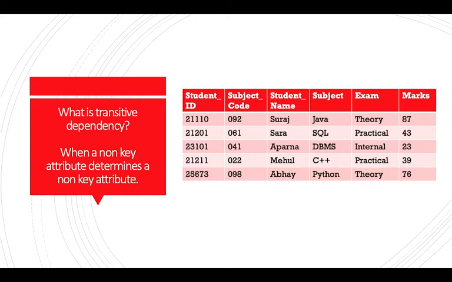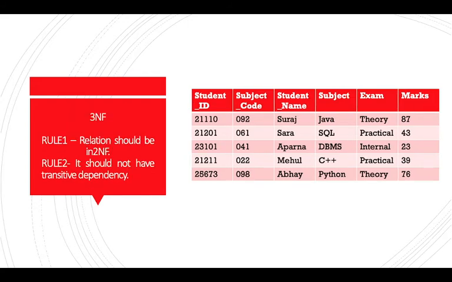Now moving ahead, I hope this concept of transitive dependency is clear, because for you to understand 3NF, the third normal form, you need to be very clear with the concept of transitive dependency. Okay, now let's move ahead. 3NF, our third normal form, has two rules. First, our relation should be in 2NF, and second, it should not have transitive dependency. You know what transitive dependency is, right?